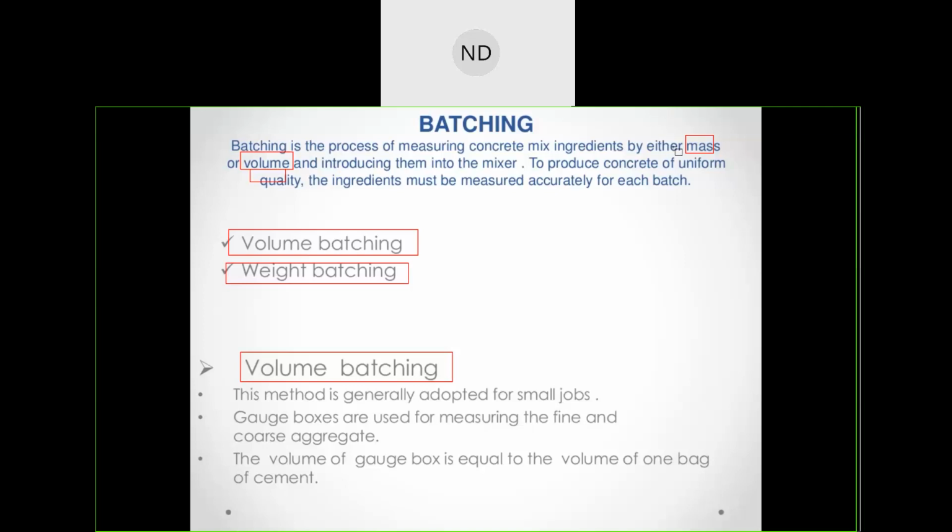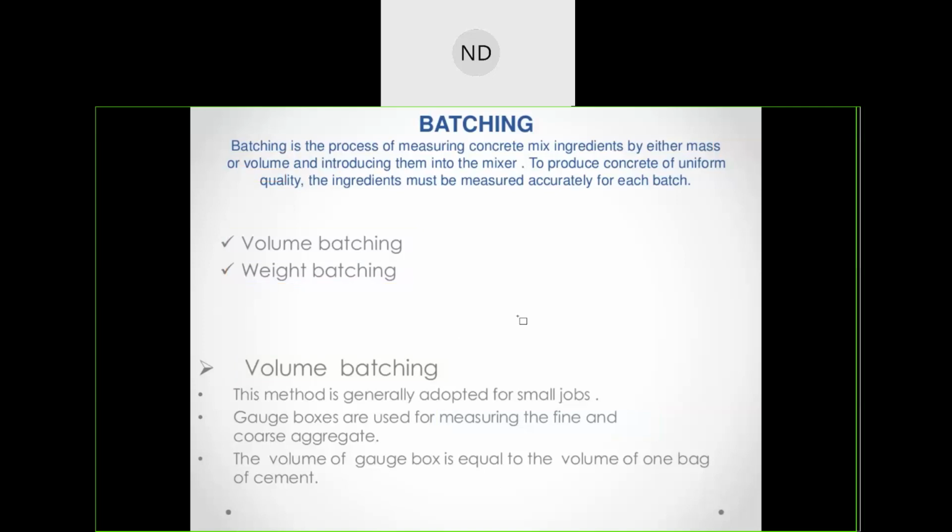Why are others joining, leaving, joining, leaving? Okay. The volume of the gauge box is equal to the volume of one bag of cement. So the gauge box which you are using for measuring the fine and the coarse aggregate has a volume equal to the volume of one bag of cement. Now you may ask what this gauge box is.